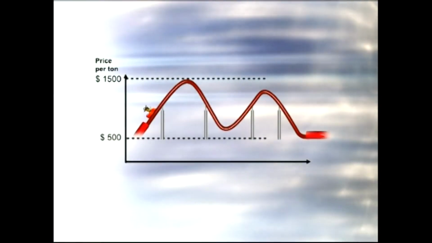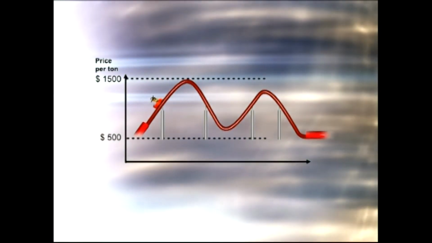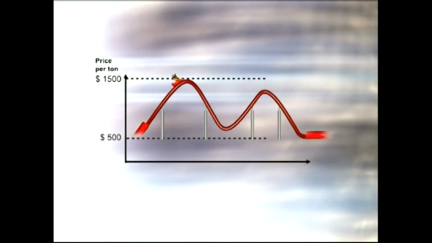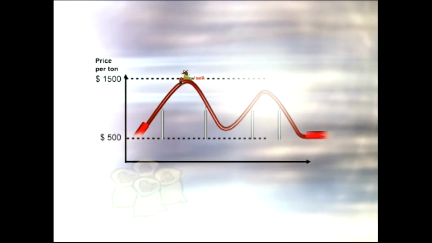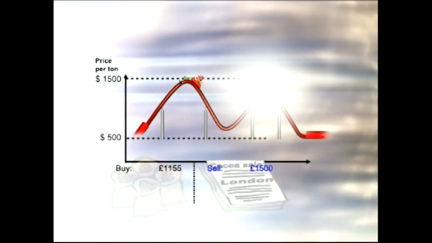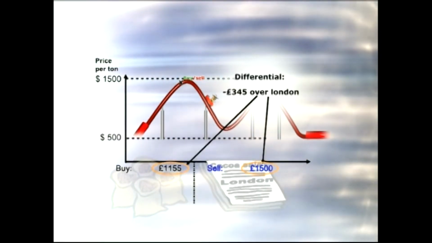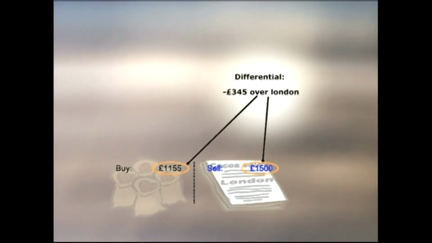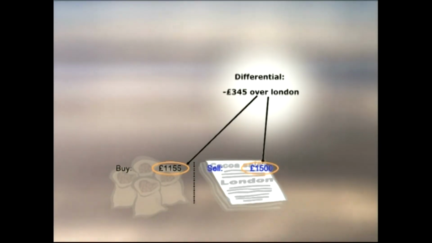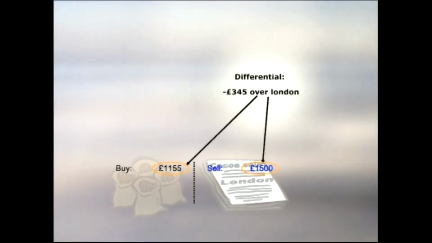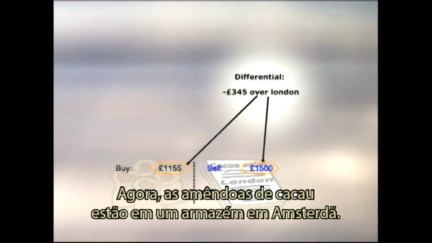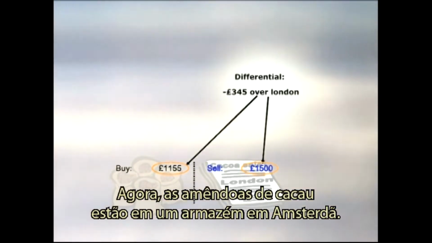Let's assume you buy the cocoa beans at £1,155 and you could sell the futures against it at £1,500 per metric ton. You buy the cocoa beans at £345 per metric ton under the price of the futures market, a differential of minus £345. Now the cocoa beans are in a warehouse in Amsterdam.